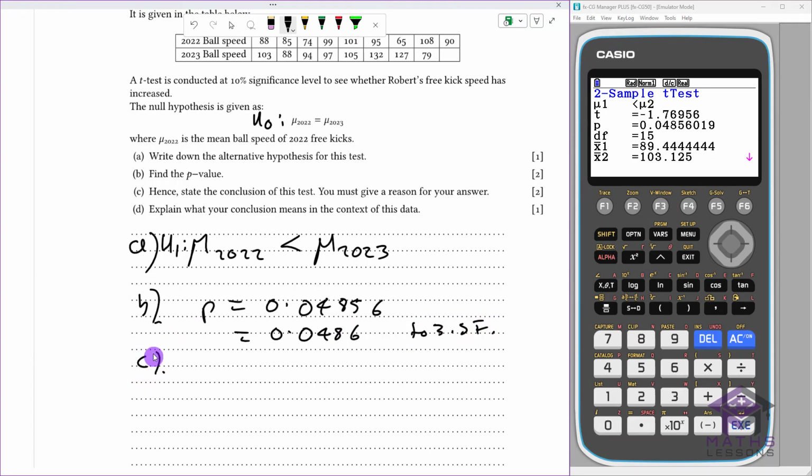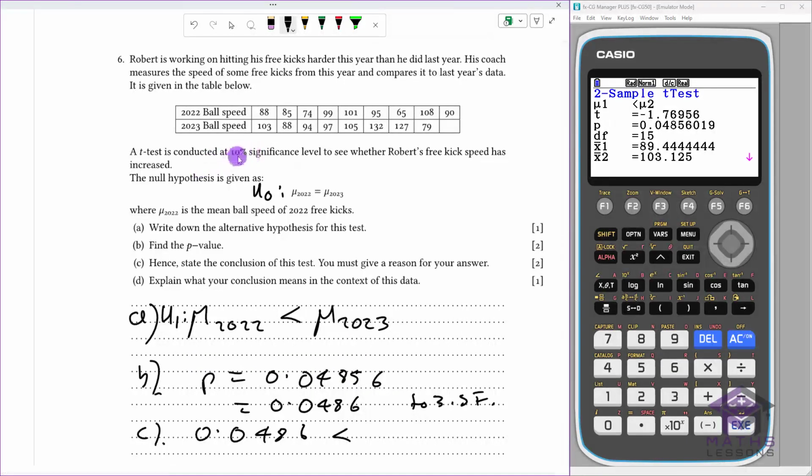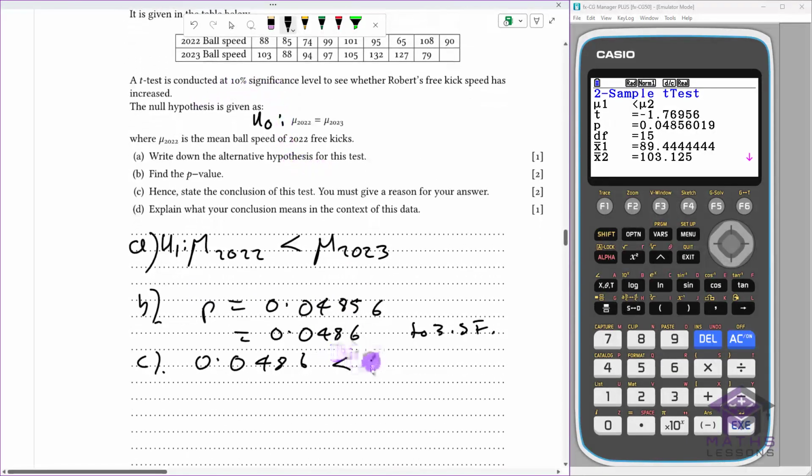Hence take the conclusion of this test. So we've got to compare this value with the significance level. Here we go, significance level 10%. So that's going to be 0.1. So that's less than 0.1. Therefore, reject H0. So we either reject H0 or do not reject H0. You do not reject H0 if the probability is big. You always reject H0 if the probability is small. Okay, so that's your conclusion.